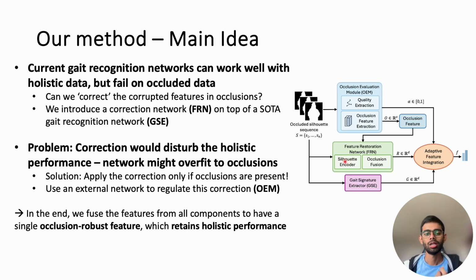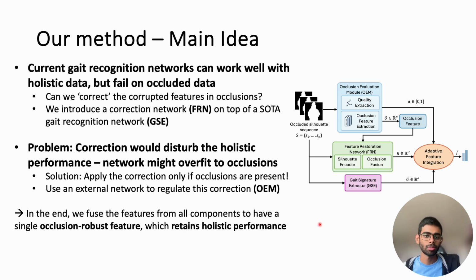Now, as we see in most current occluded gait recognition works, when you try to correct for occlusions, you actually disturb the performance on holistic data. So that's the same problem. If this correction overfits to occlusions, then we will not be able to perform well on holistic data. The solution is that we can apply the correction selectively, only if occlusions are present. We do that by using an external network to regulate the correction, and we call that external network the occlusion evaluation model.